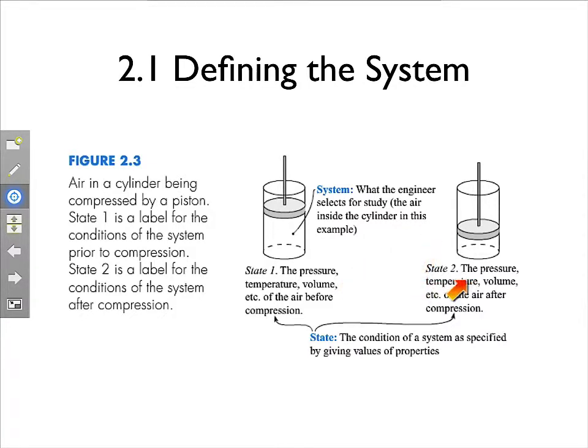And what's of interest to us are the pressure, temperature, and volume of the air before the compression and after the compression. And so the state of the system has changed from state 1 to state 2, before and after the compression. And the properties, pressure, temperature, and volume, have changed as a result of the plunger compressing the air. So it's just kind of an example of the terminology that we use in engineering and science to define a system.